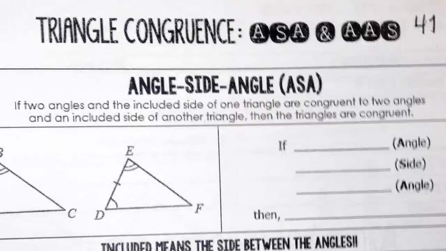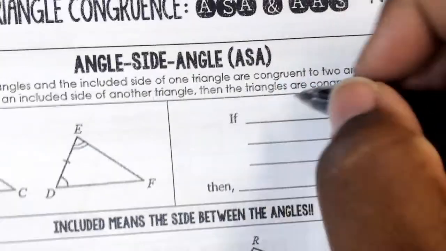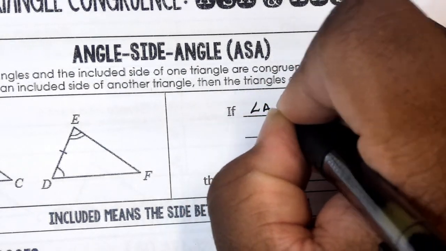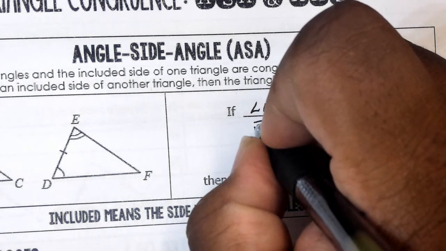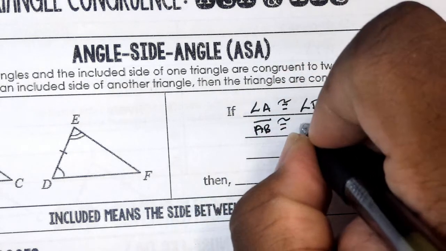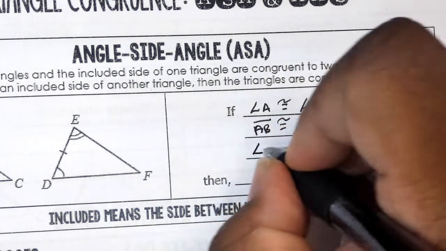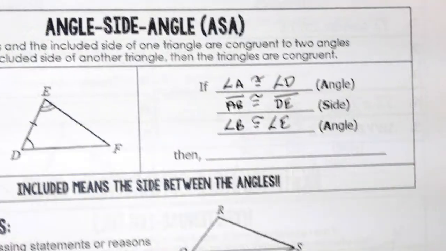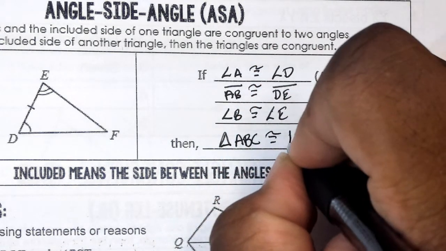The next one, angle side angle. If two angles and an included side of one triangle are congruent to two angles and included side of another triangle, then the triangles are congruent. So if angle A is congruent to angle D, then side AB is congruent to side DE, and then angle B is congruent to angle E, then that means the triangles are congruent. Triangle ABC is congruent to triangle DEF.